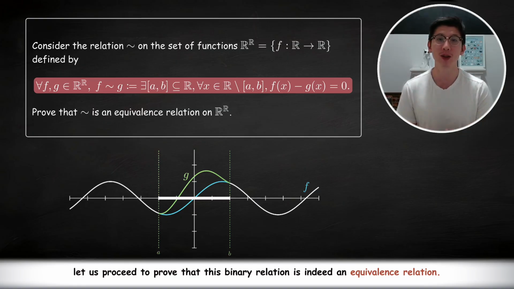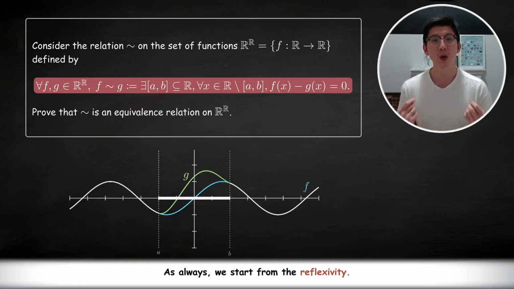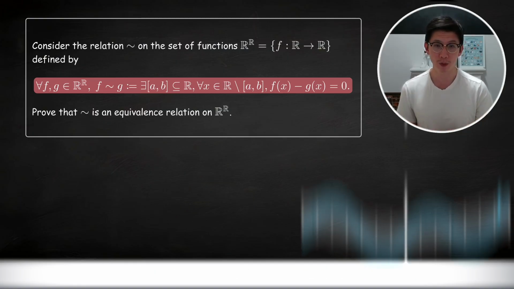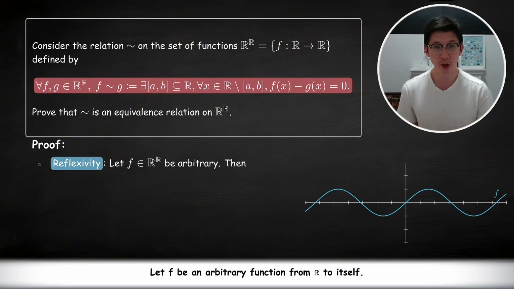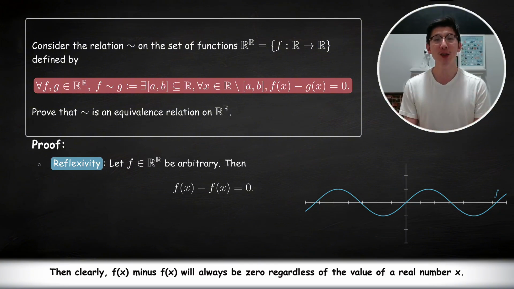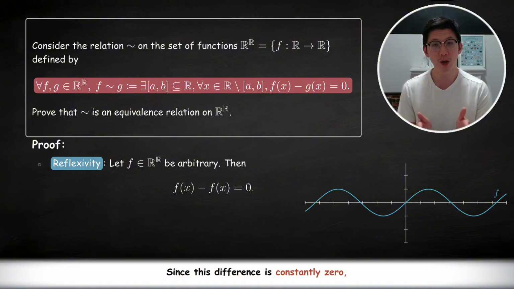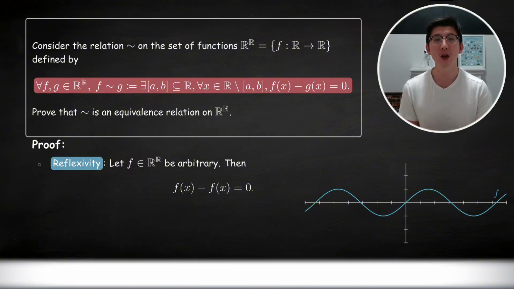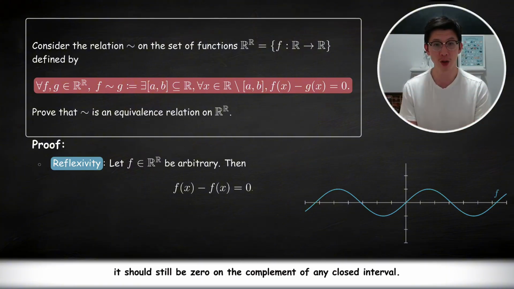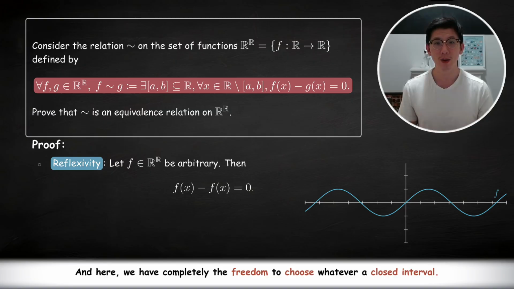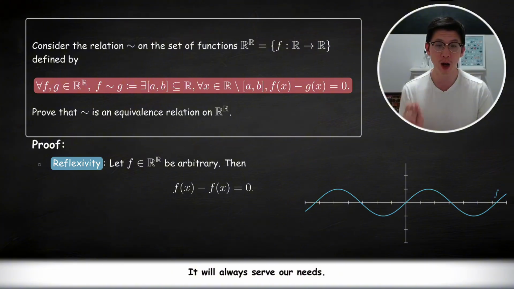As always, we start from the reflexivity. Let f be an arbitrary function from R to itself. Then clearly, f(x) minus f(x) will always be 0 regardless of the value of the real number x. Since this difference is constantly 0, it should still be 0 on the complement of any closed interval. And here we have complete freedom to choose whatever closed interval. It will always serve our needs.